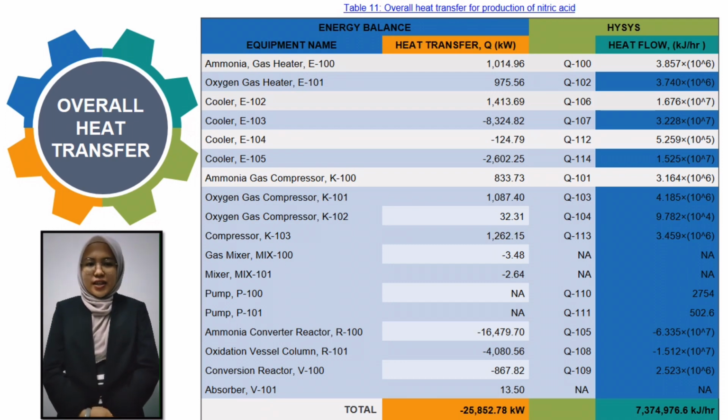However, for the third main reactor, the conversion reactor, according to the heat of reaction value, it is an exothermic process. The manual energy balance calculated is equal to negative 867 kilowatts, but the HYSYS heat flow value is 700 kilowatts, making it an endothermic process. The rest of the equipment have close heat transfer values with HYSYS, except for the cooler and the conversion reactor. The overall heat transfer is negative 25,852 kilowatts. This process consists of a series of exothermic reactions.